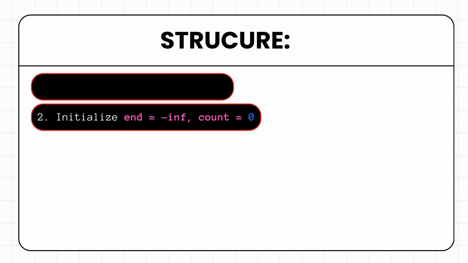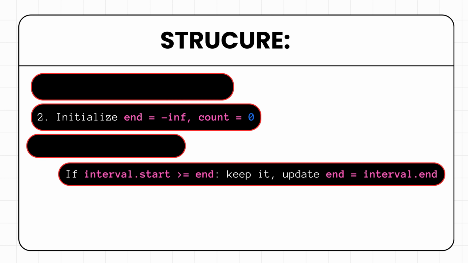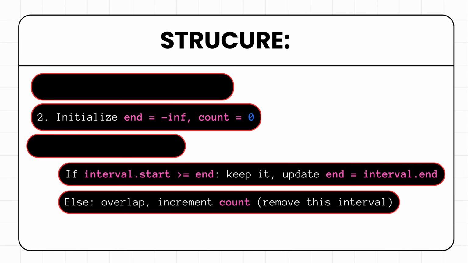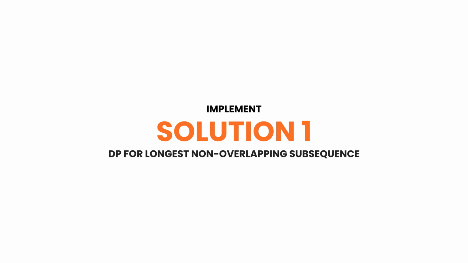Sort intervals by end time. Initialize end equals infinity, count equals 0. For each interval, if interval.start is greater than or equal to end, keep it and update end equals interval.end. Else, there is an overlap, so increment count and remove this interval. Return count. Let's try to implement it using solution 1.